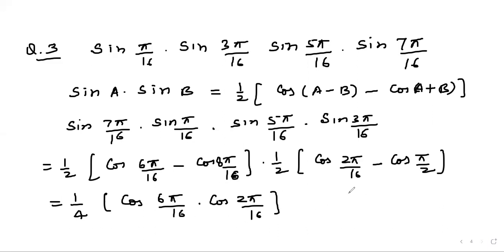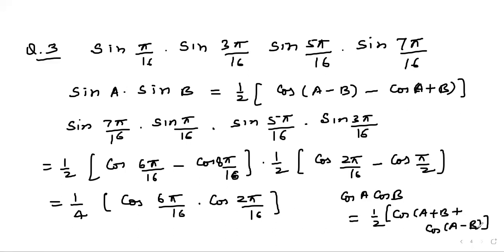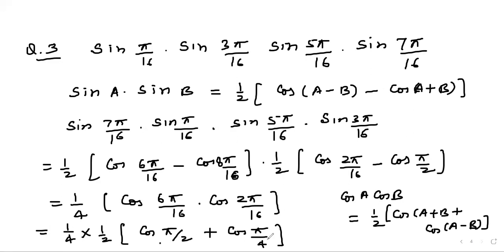Now, further we can write the formula. We know that cos A cos B is equal to 1 by 2 times cos A plus B plus cos A minus B. So from here, we will get 1 by 4 multiplied by 1 by 2 and then cos 8 pi by 16, that is pi by 2, plus the difference of the two, that is 4 pi by 16, that is cos pi by 4. So this term will be 0, but this term will give 1 upon root 2. So the answer will be 1 upon 8 root 2. Let's consider the next question.